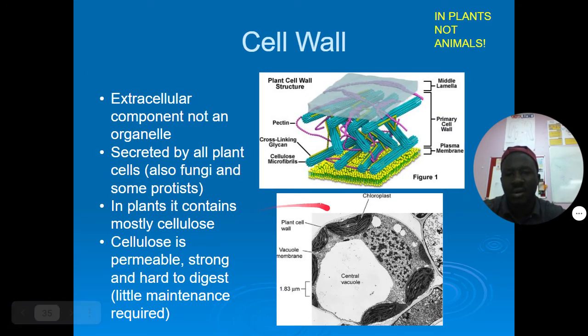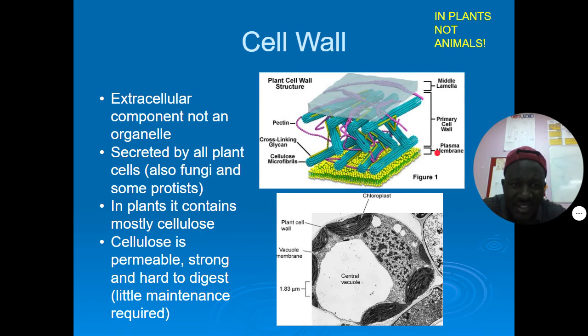Then let's talk about the cell wall. This cell wall is very important. When you go to university, you will see that it has a lot of information one would want you to explain. The cell wall is basically found in plant cells, not in animal cells. If you look at it, it has three regions. In the middle part we have the pectin proteins, then the cross-linking glycan, and then the cellulose microfibrils.